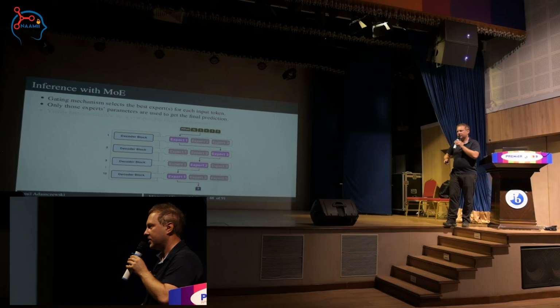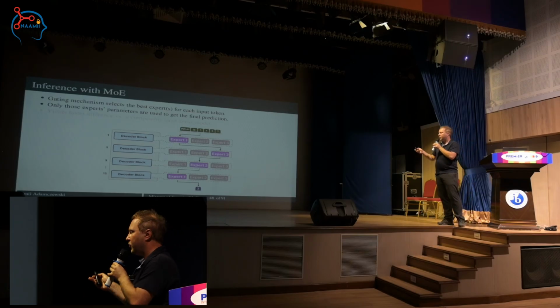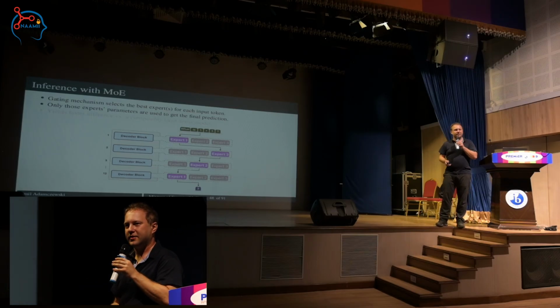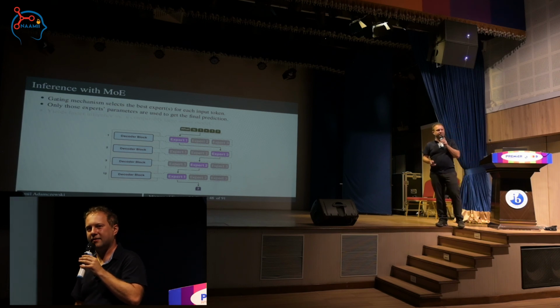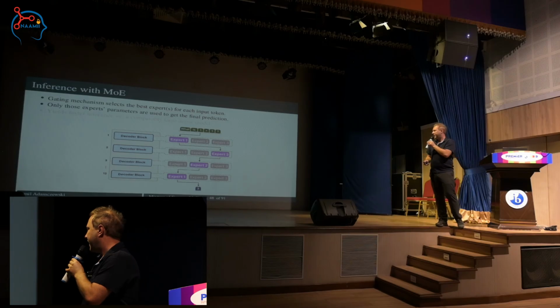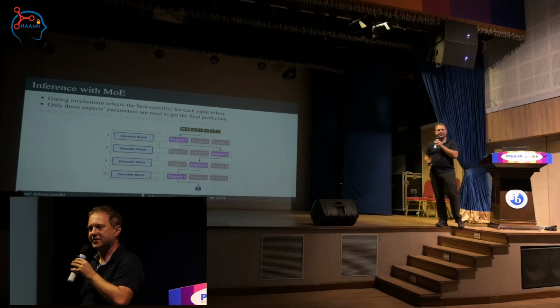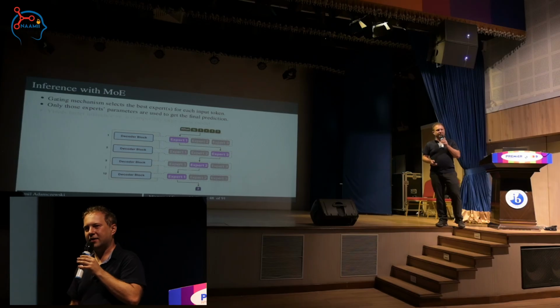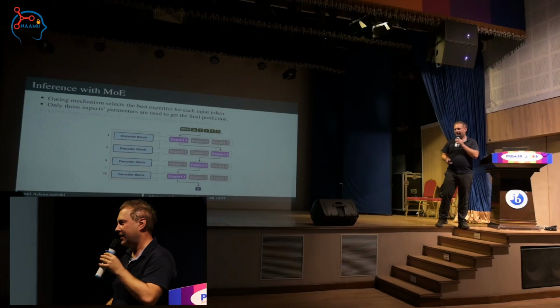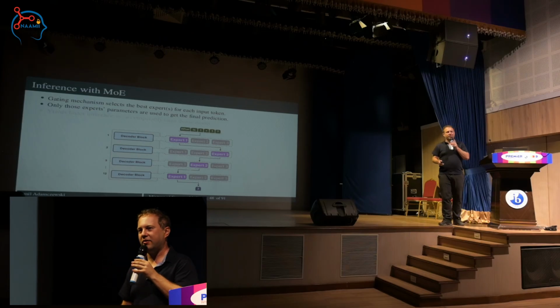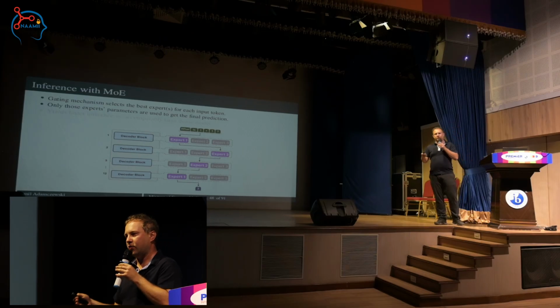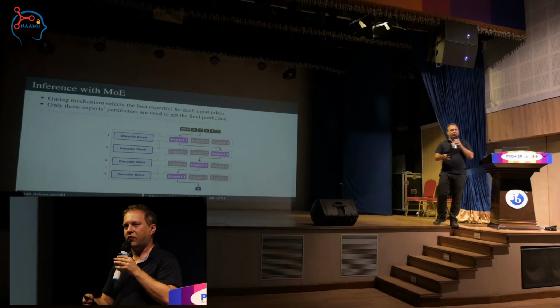Okay, a question from combinatorial theory. How many paths are there here that we can take? We have 3 experts at each layer, and then we have 4 layers. Yes, exactly, 81. It's 3 to the power of 4. So we have 81 possibilities for each input.